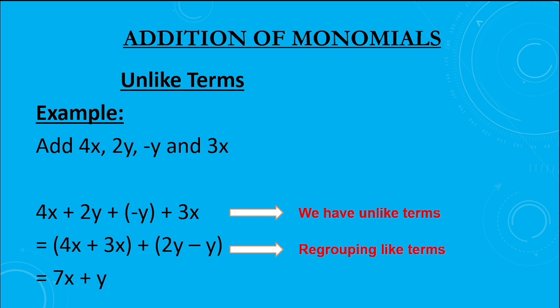Then unlike terms. 4x, 2y, minus y and 3x. First we add, but first we put the sign, that is plus in place of comma. Now we arrange like terms, that is 4x with 3x, 2y with minus y, then addition. Then 4 plus 3 is 7x, 2y minus y, that is y. So the answer is 7x plus 2y.